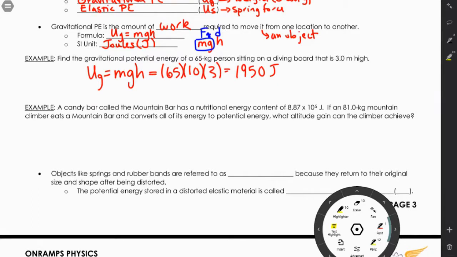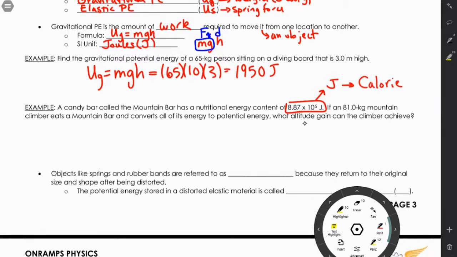The next one: a candy bar called the Mountain Bar has a nutritional energy content of 8.87 times 10 to the 5th joules. If an 81 kilogram mountain climber eats a Mountain Bar, it converts all of its energy to potential energy. What altitude gain can the climber achieve? This kind of goes back to why we count calories. There is a joule to calorie conversion. And this is what happens when we eat food. All the energy in the food, all the calories, we're going to convert it to other forms of energy.